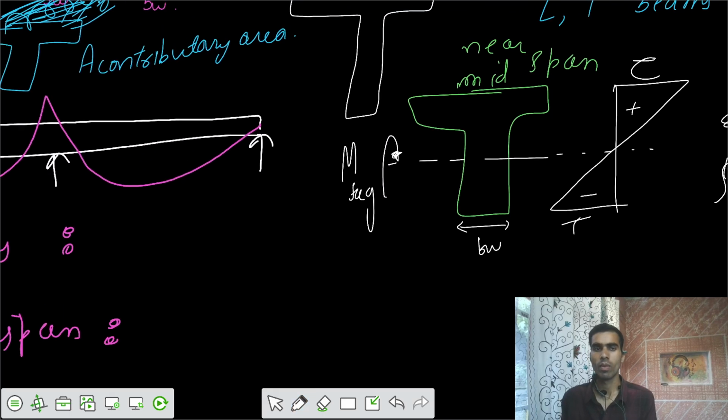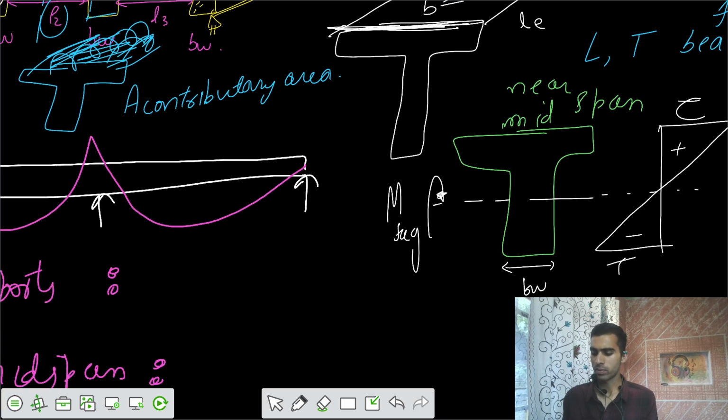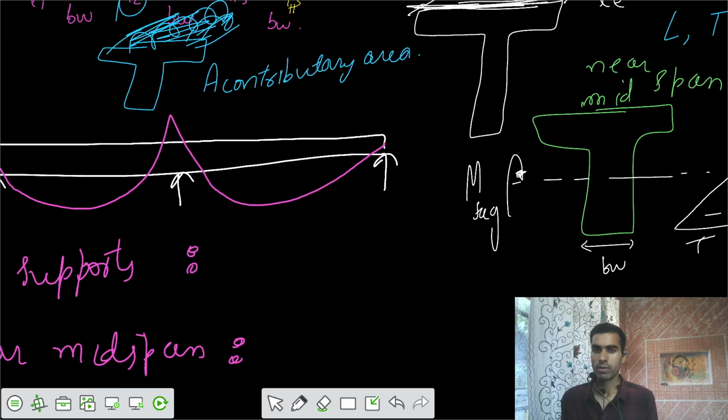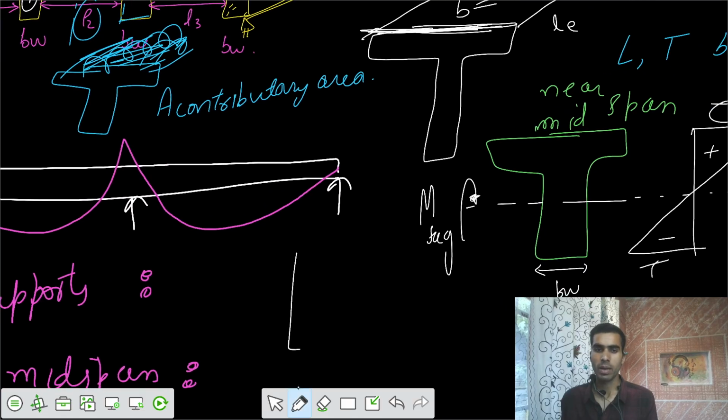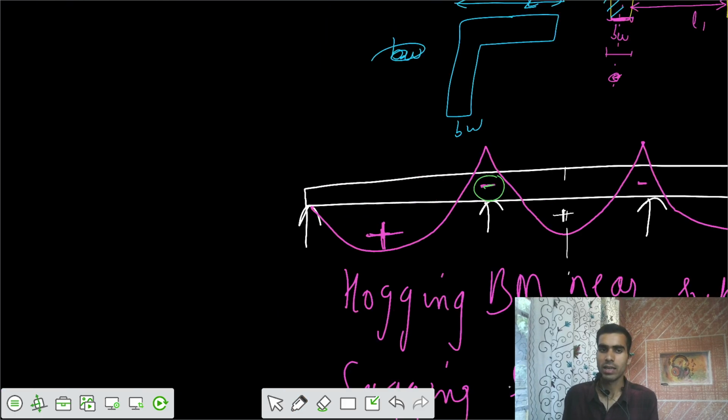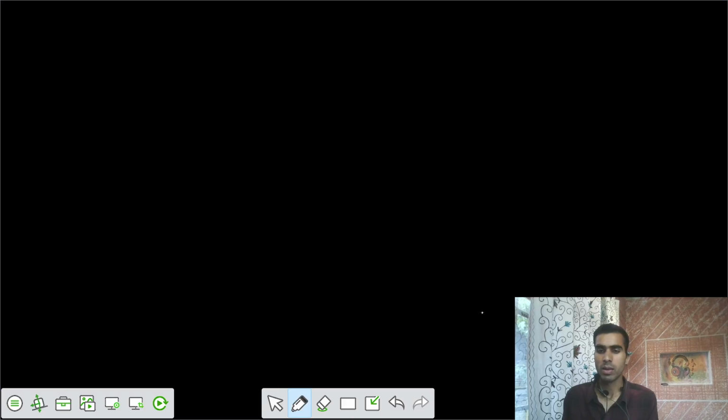Okay. Now coming back to our main one. Either we have to design the beams as a rectangular beam, or we have to design it as a flanged beam. So let's go for that. One more kind of beam is there. Because of some architectural constraints, we might be having some beam in this fashion also.